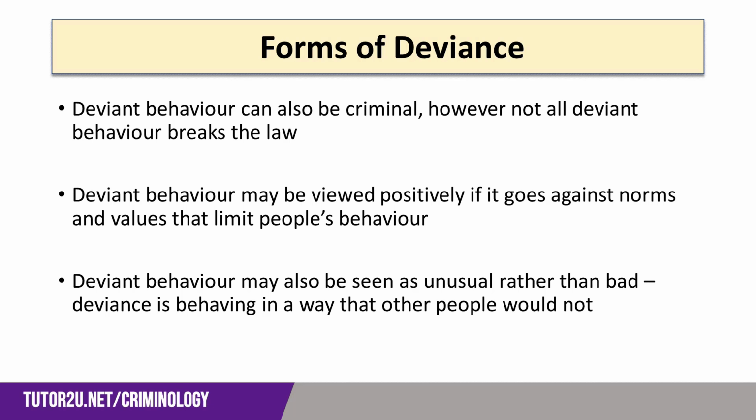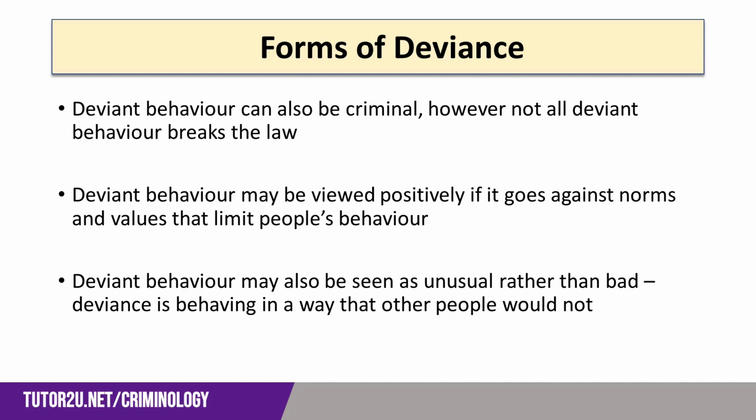Some deviant behaviour is viewed positively, for example where people deviate from the norms and values of society in order to innovate or create something new that is worthwhile. This could be products, or it could be challenging the way that people think and could lead to greater freedom for groups of individuals. Deviant behaviour may also be simply unusual behaviour rather than bad behaviour.